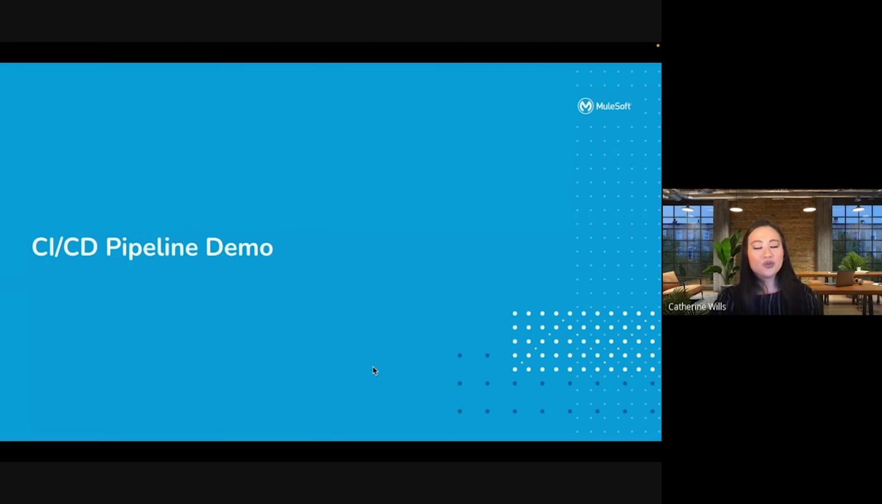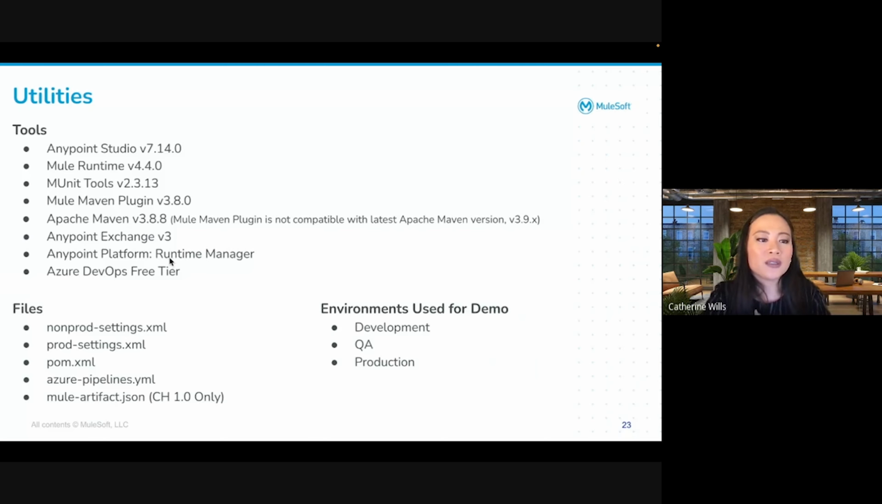All right, so to the demo. A couple things before we get to the demo. I just want to talk about utilities. For example, Studio 7.14, but with the Apache Maven, I did want to point out that the latest Apache Maven version, 3.9 something, as of today, May 16th, 2023, is not compatible with the latest Mule Maven plugin version of 3.8. And so I'm actually using the Apache Maven version 3.8 in this demo because, like I said, it's not currently compatible with the latest Mule Maven plugin as of May 16th, 2023.